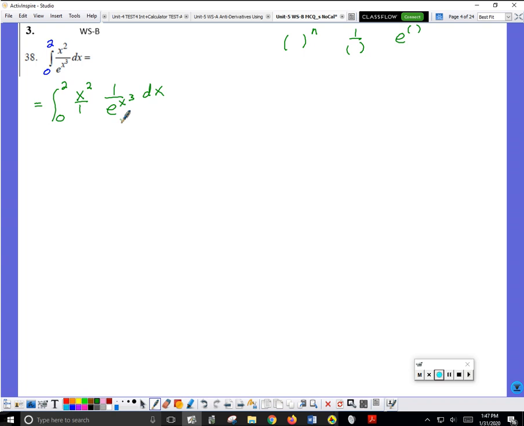Hands up. What form is this function of those three? Right here. What form is that? Morgan? The 1 over something and then the e to the something. Perfect. 1 over something. So the something is, say it again, Morgan, what's the something? The something is the e to the x cubed. Perfect. So I write that down. U equals e to the x cubed.